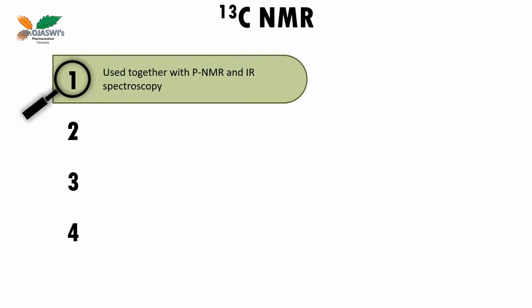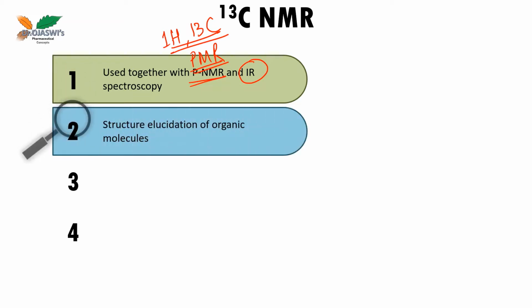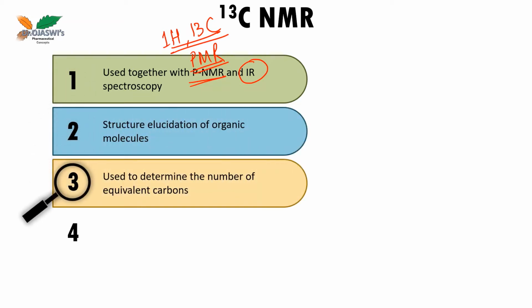So about 13C NMR, what we have to know now, is that it is used together with PMR, that is proton NMR spectroscopy. So along with 1H, for some additional information we carry out 13C NMR also on the samples. This helps in structure elucidation along with IR spectroscopy. So all these spectroscopic techniques help each other, they complement each other for knowing the structure of the unknown compound. So structure elucidation of organic compounds is a very important application of this particular spectroscopy.